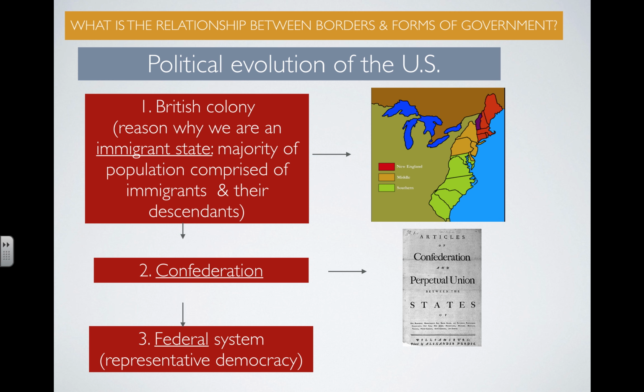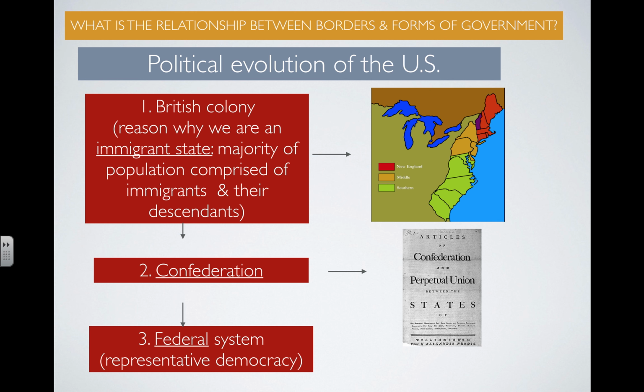For those of you who've already taken government, please forgive me. This will be repetitious, and U.S. history for that matter. Okay, so to start us off, we started our political existence as a colony. We were a British colony. And this is why the United States is considered to be an immigrant state, because the majority of the population in the United States is made up of immigrants and their descendants.